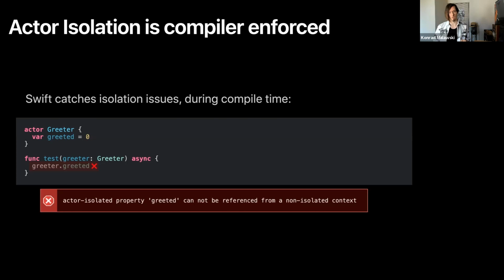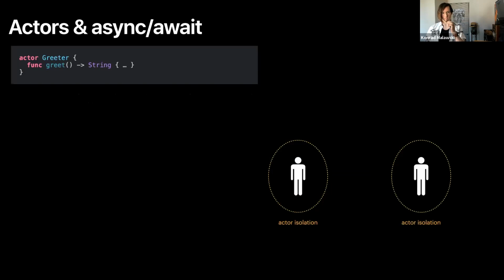This is a very simple example, and you could have done that with just putting private there. But this isolation checking is much more contextual than just access control. Let's dive right into cross-actor calls, where this becomes slightly more apparent.